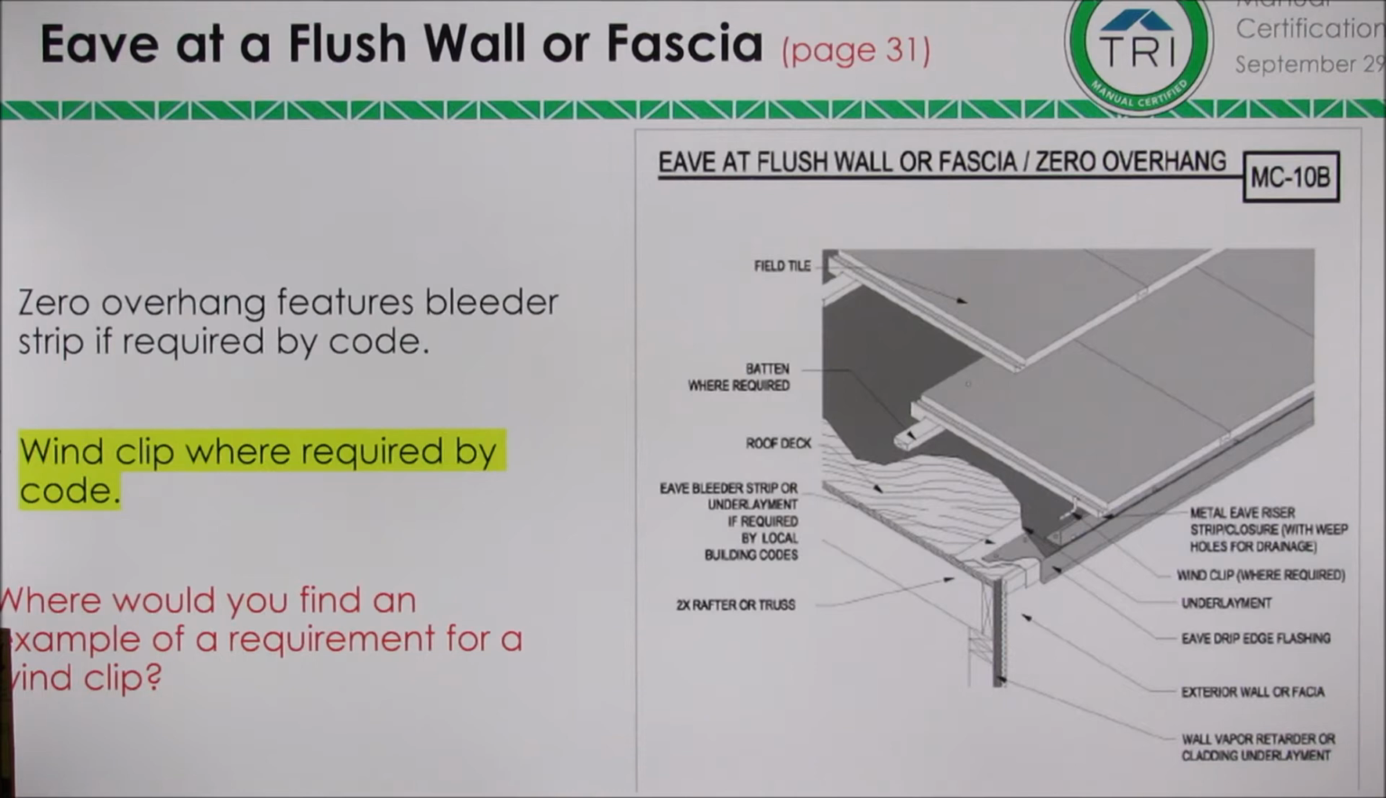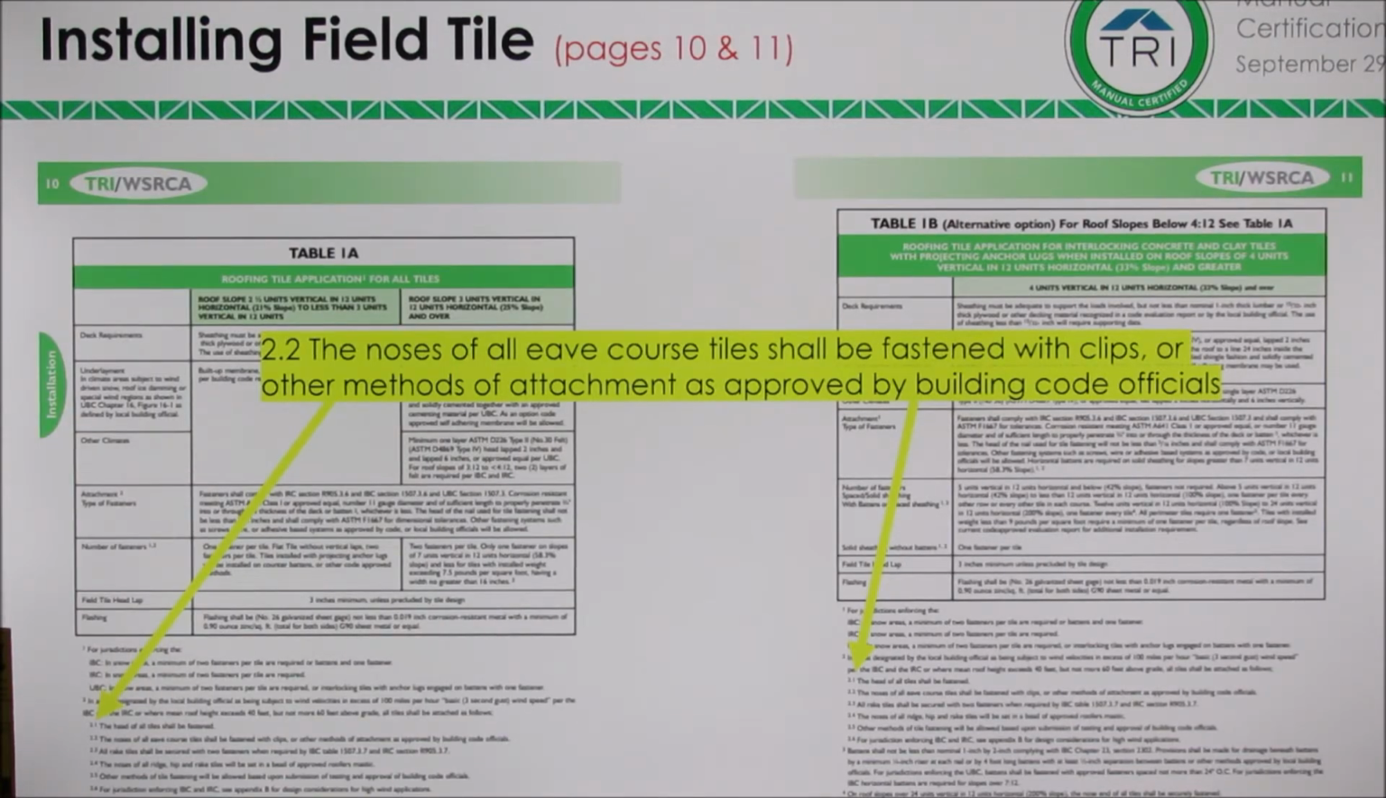Another thing I'll point out on page 31, you can see that there is a wind clip installed on that very first tile closest to you in the drawing. And that has nothing to do with the zero overhang or anything else in the picture. It was just an opportunity for us to have the wind clip in there without taking up a drawing or a page of its own. So it'll give me a chance to, again, make you flip a page back to pages 10 and 11. Where would you find an example of a requirement for that wind clip?